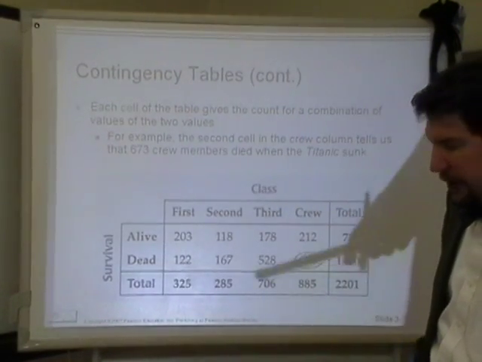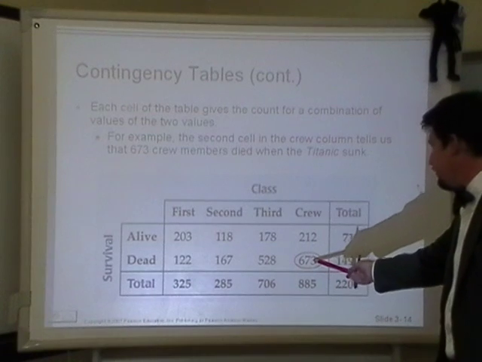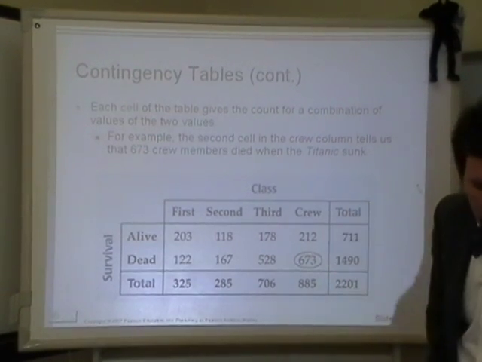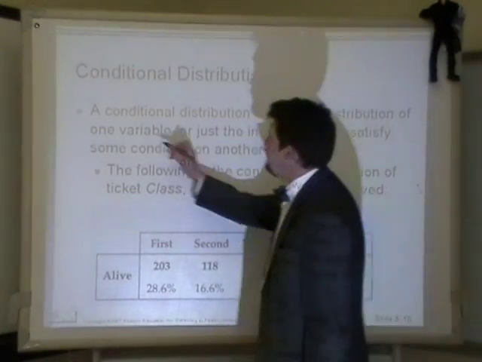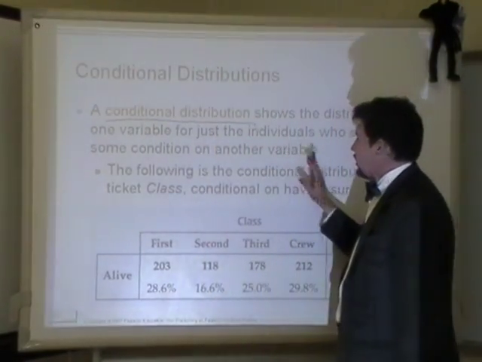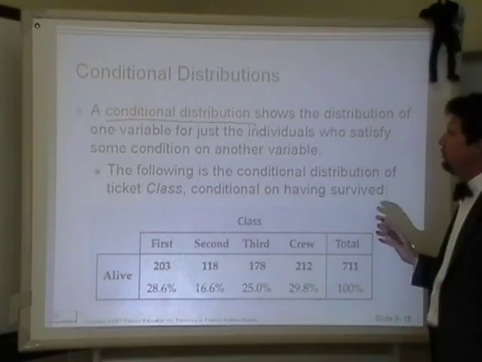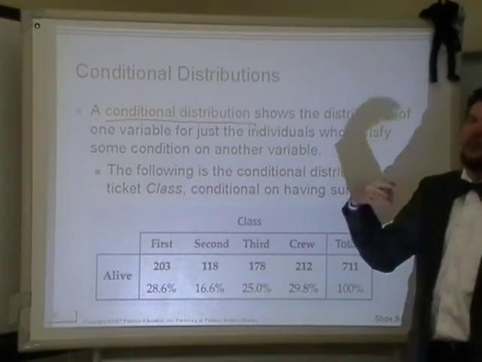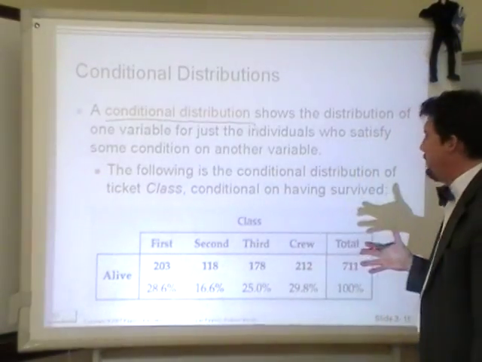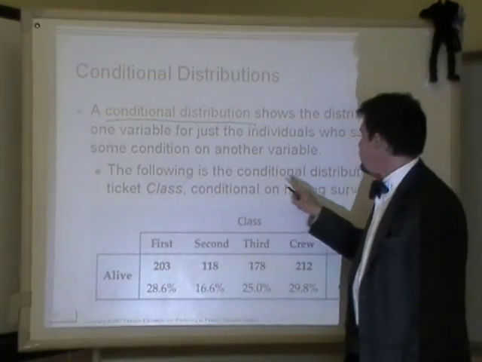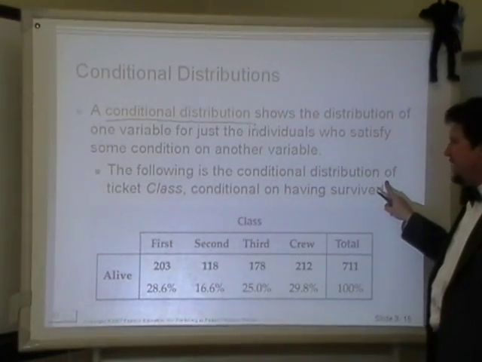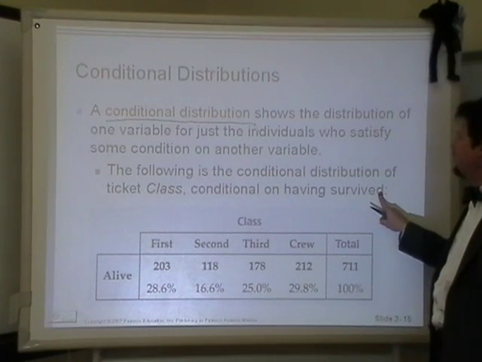This is what we talked about. This is 673 people in the crew who were dead. We understand that already. The other distribution that we need to talk about is the conditional distribution. Conditional distribution shows the distribution of one variable under the condition something has happened. Okay? This says the following is a conditional distribution of ticket class conditional on having survived.